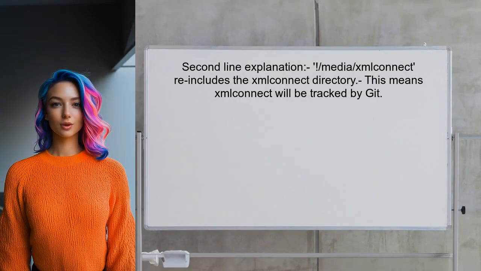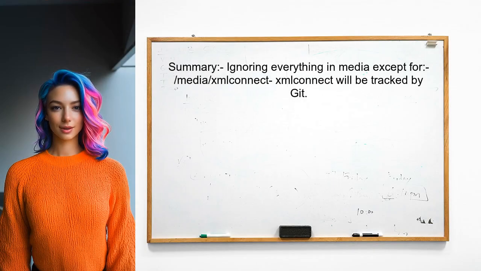The second line, which is !/media/xml_connect, is where the exclamation mark comes into play. This line negates the previous rule for the XML_connect directory, meaning that this specific directory will be included in Git tracking. So to summarize, the user is correct. They are ignoring everything in the media directory except for the XML_connect directory. This allows them to keep that specific directory under version control.